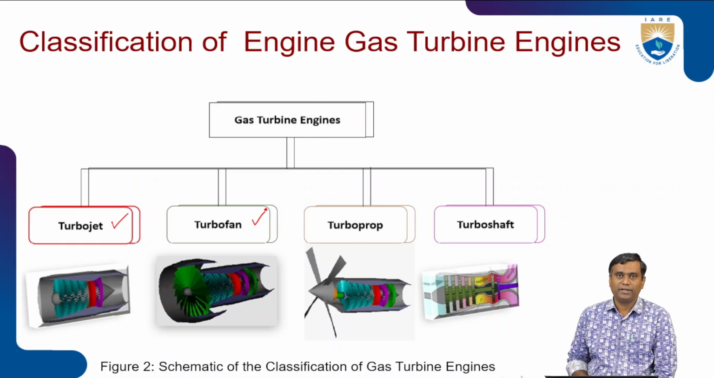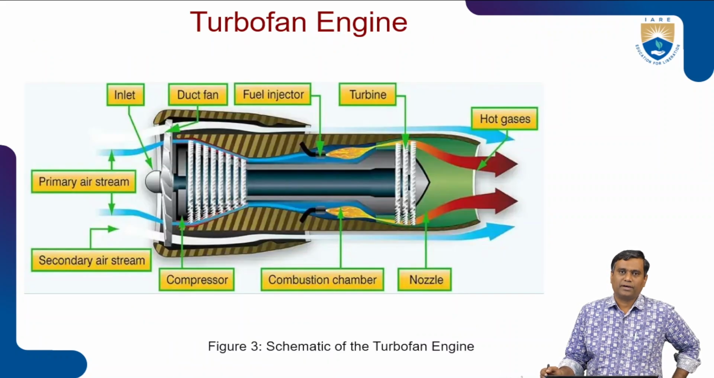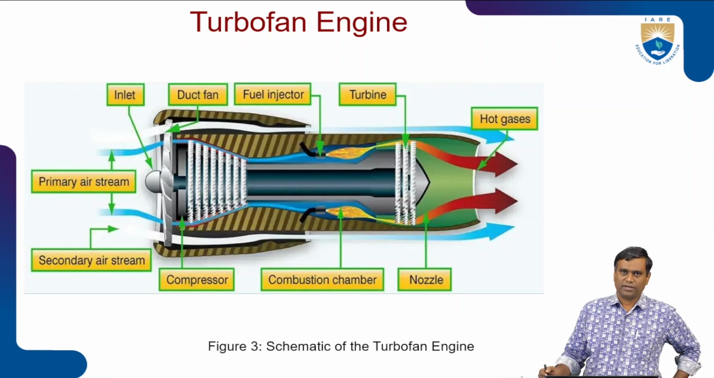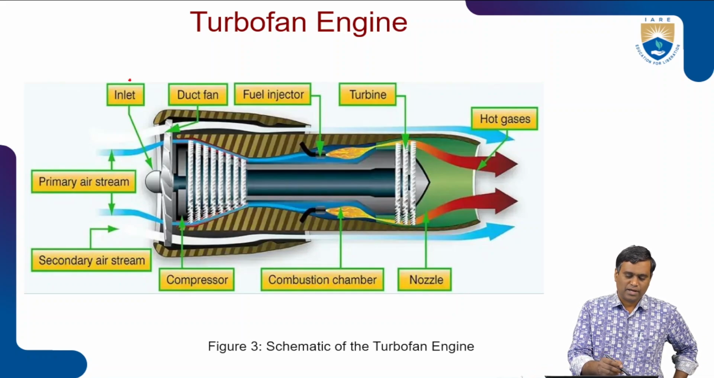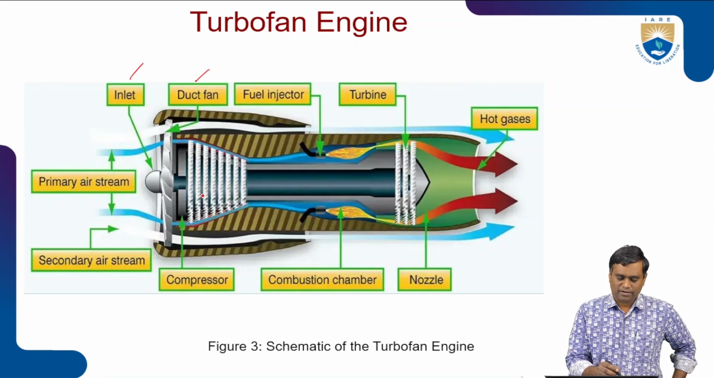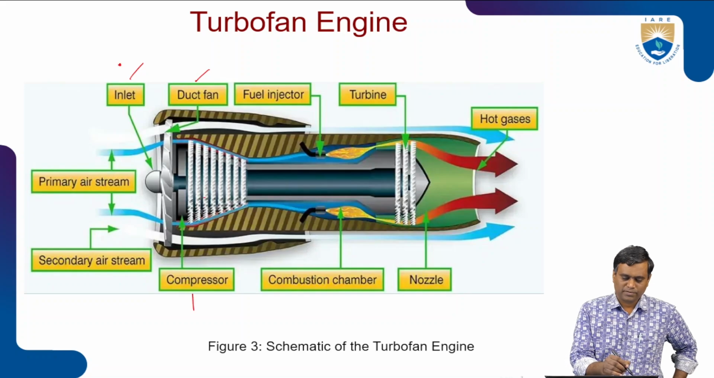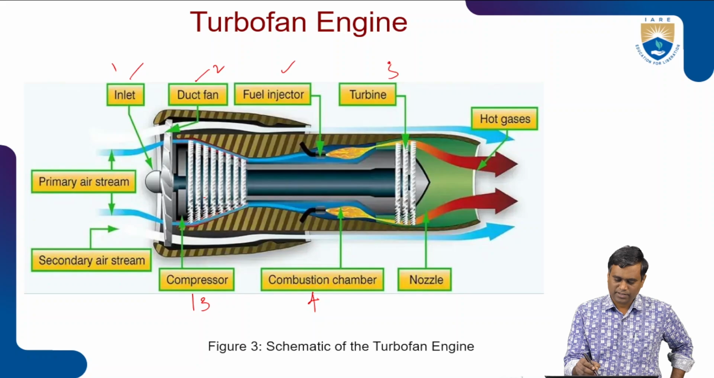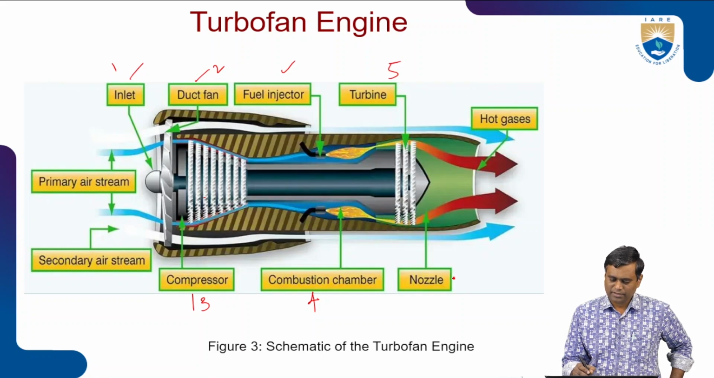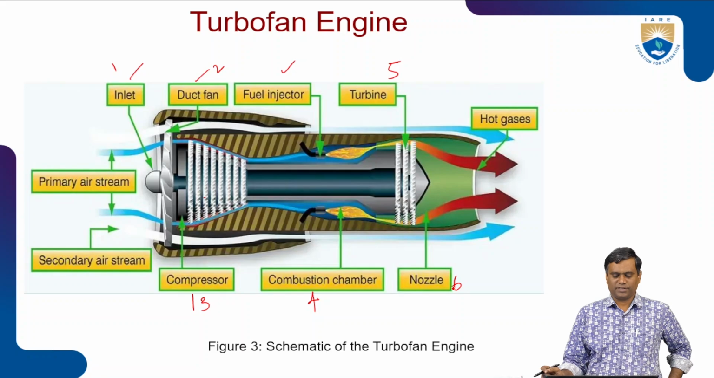Let us spend time on turbofan. This is the schematic of a turbofan engine, which helps us to know the important components of turbofan engine. That is the inlet section and ducted fan, and the compressor. So this is the compressor, then combustion chamber, fuel injectors, then turbine, then nozzle, exhaust section.